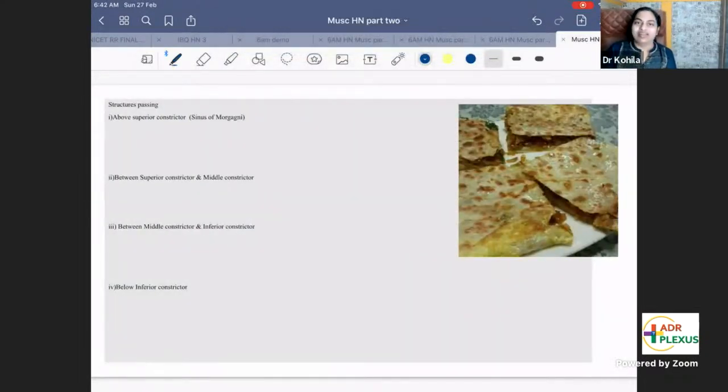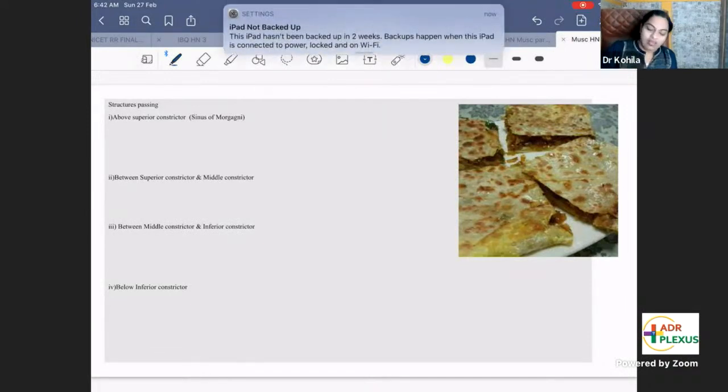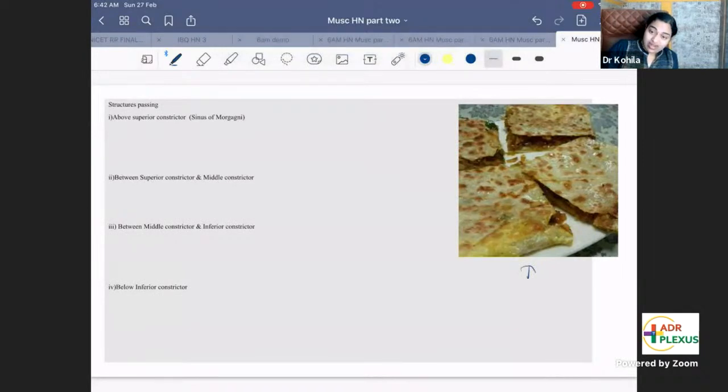Who all are from Madurai? I'm from Madurai, okay? I settled down in Madurai. In Madurai, there's a famous dish here. It's called, anyone can identify this dish? Heard about it?